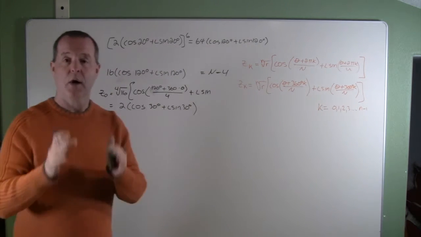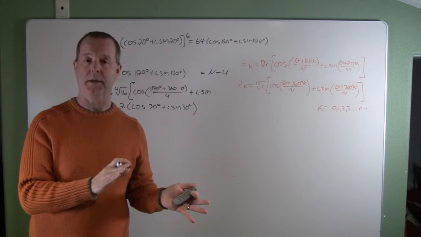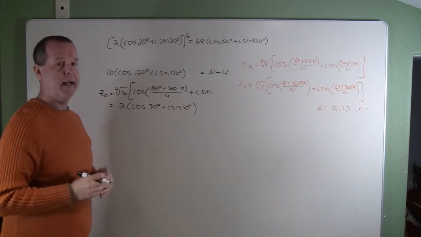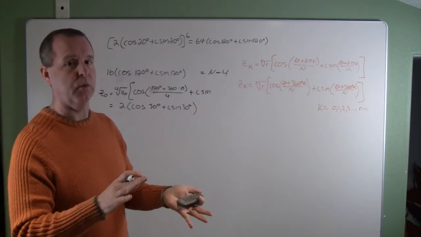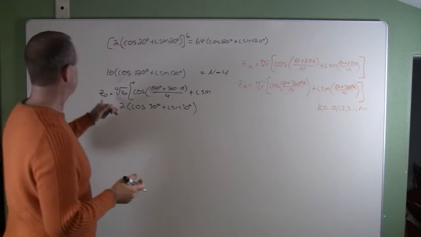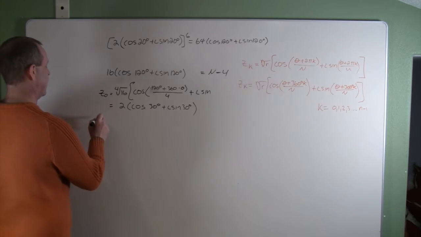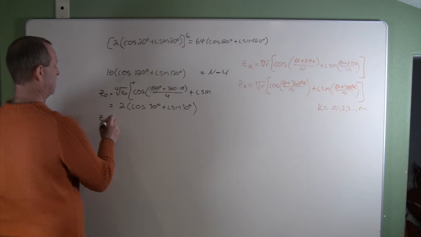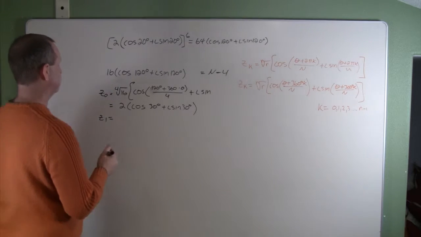So there I found one distinct root of this number here, and I want to find four distinct roots. And so I know there's going to be four. So that was the first one. Let's look for the second one. So let's set k equal to 1. So I'm looking for its next one.